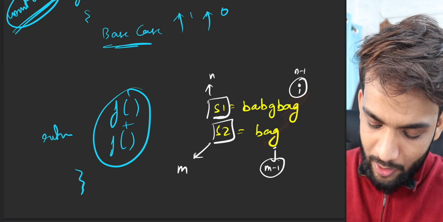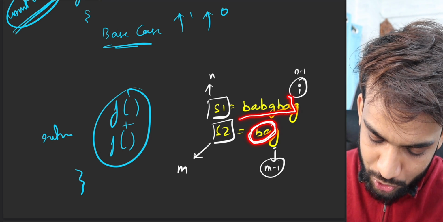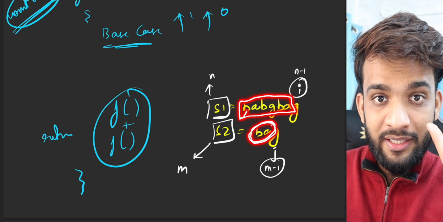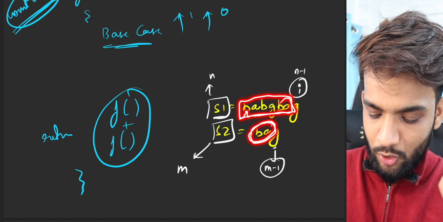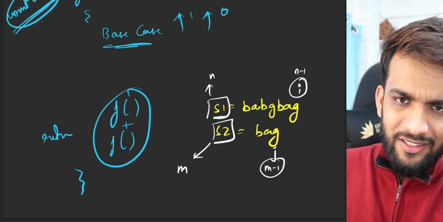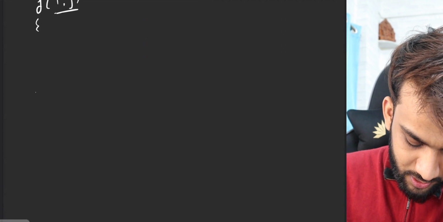I'll take it and now I'll look for BA in this portion. If they're matching, I'll take it and look for BA in this portion. That is something which I'm sure. So if they're matching, I know one thing I'll do. So let's write that as of now and then we can think of other things.